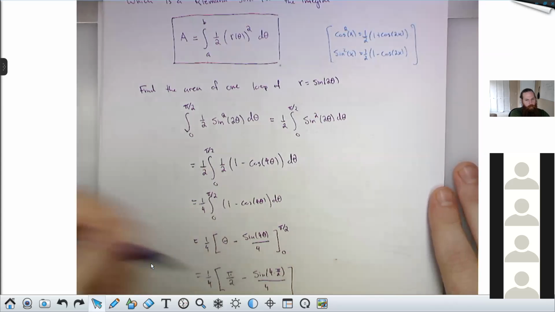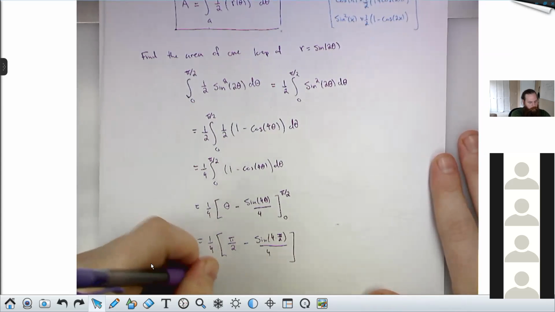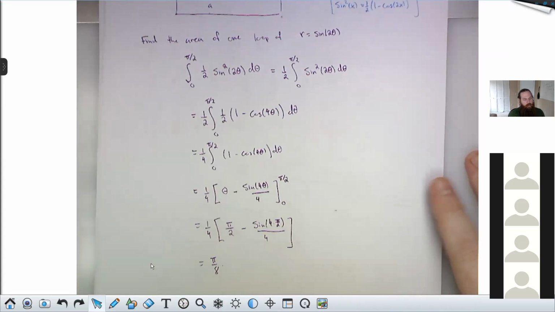This is the sine of 2 pi, which is 0. So this is really just 1/4 times pi over 4, which is pi over 8. So that's the area of that loop, pi over 8. And areas of other polar curves come similarly. There's nothing really special here.